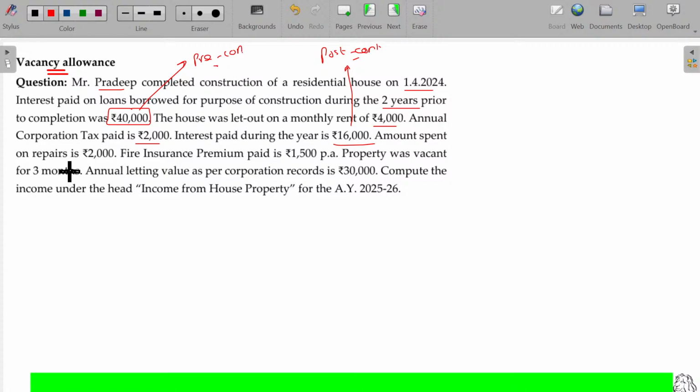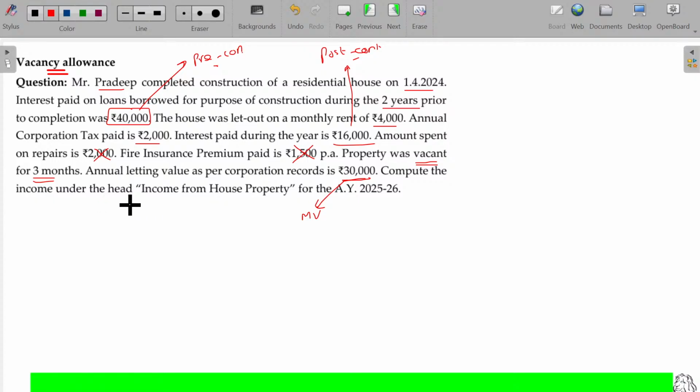Amount spent for repairs 2,000. No other expenses can be deductible. Only a flat 30% on the NAV can be deductible. Fire insurance premium also not eligible. Property was vacant for 3 months. So vacancy allowance is there. You can adjust this. Annual letting value as per the corporation records. This is nothing but municipal value.